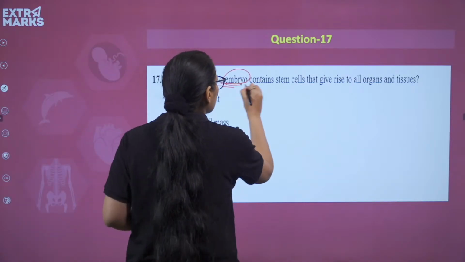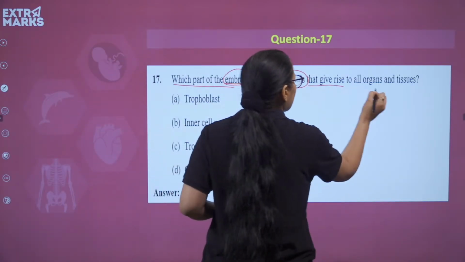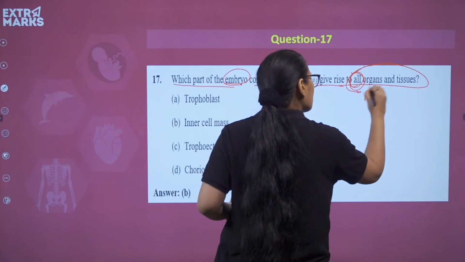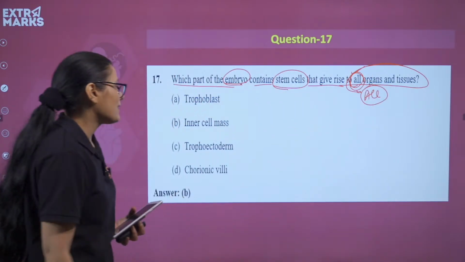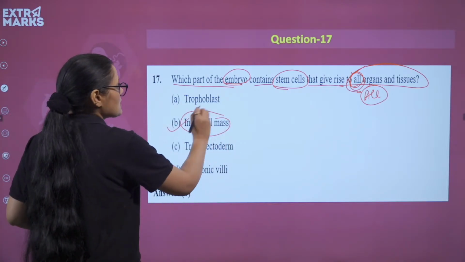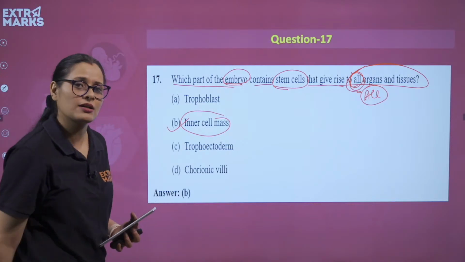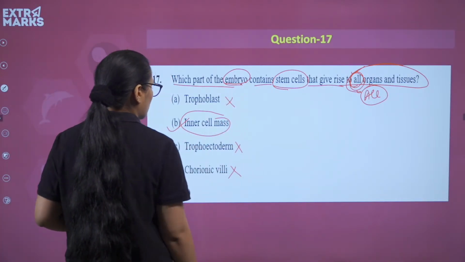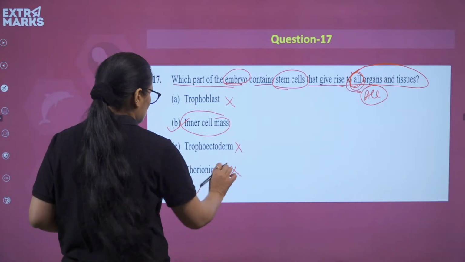Let's move on to the next question, which is question number 17, that states which part of the embryo contains stem cells that give rise to all organs and tissues. This is the point, all organs and tissues, and we know the answer would be inner cell mass. Inner cell mass is responsible for giving rise to all organs and tissues, not the trophoblast, trophectoderm and chorionic villi. So the answer is option number B.